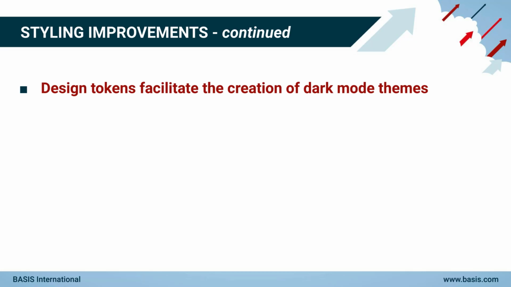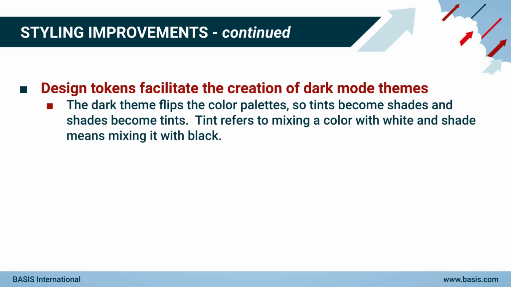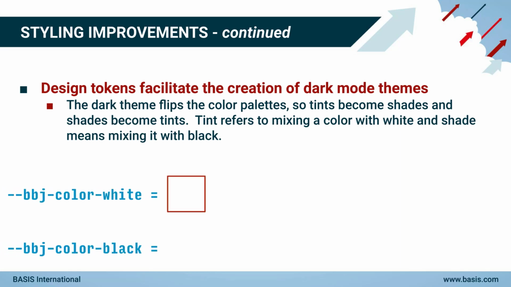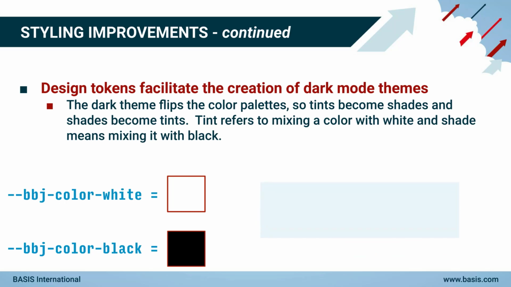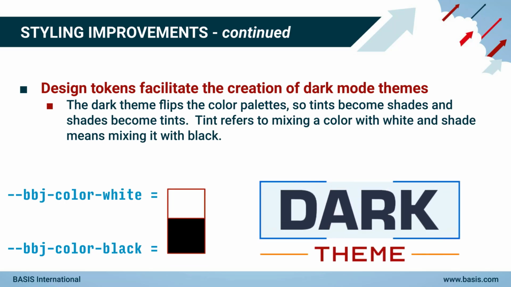Instead of defining the light and dark themes independent of one another, the dark theme has been reworked to be a flipped version of the light theme. To get a better idea of what this means, let's look at two of the color variables, BBj color white and BBj color black. In the light themes, the white color is white and the black color is black, as expected. But when we apply one of the dark themes, the colors are swapped. So the BBj color white color is actually black, and the BBj color black is now white.